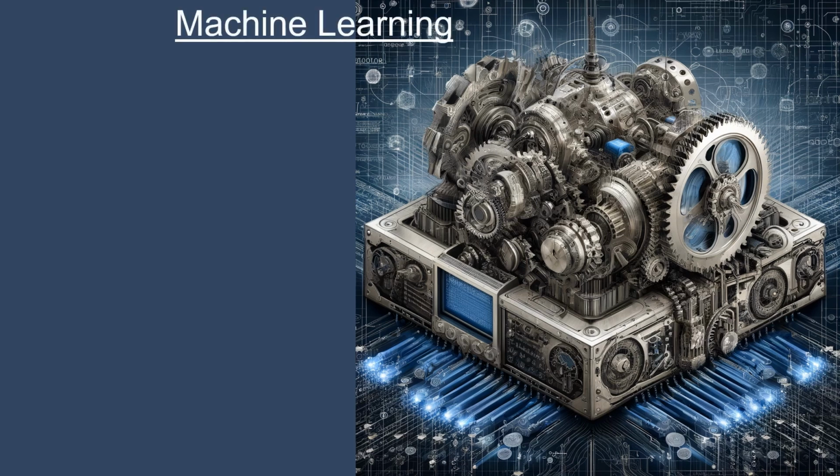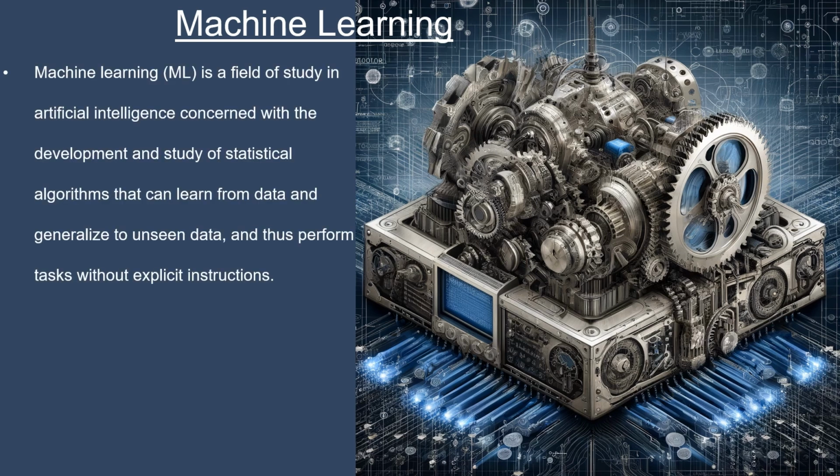When we hear the term machine learning, a lot of things come to mind. So, what exactly is machine learning? Machine learning, or ML, is a fascinating field of study within artificial intelligence. It's all about developing and studying statistical algorithms that can learn from data. ML's ability to generalize from seen data to unseen data makes it so powerful, allowing systems to perform tasks without explicit instructions. Imagine teaching a computer to recognize patterns, make decisions, and even predict outcomes based on the data it has learned from.